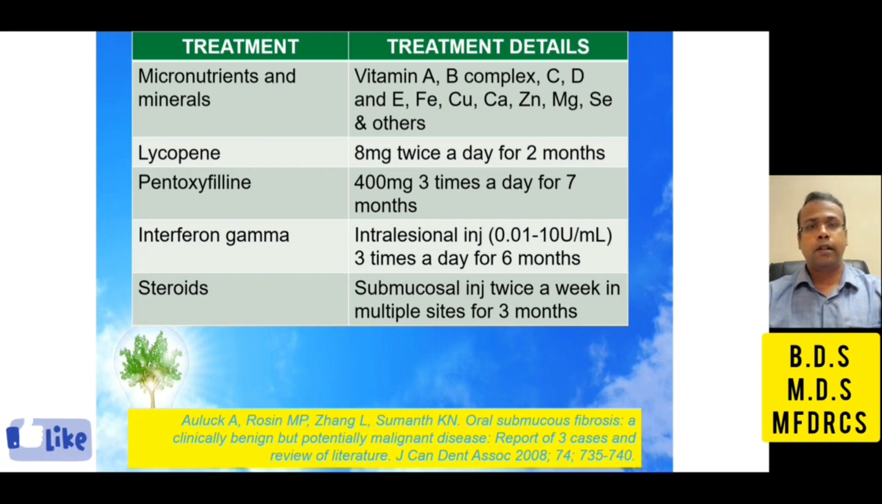First one is micronutrients and minerals, which consist of vitamin A, B complex, C, D, and E. Under microminerals, iron, copper, calcium, zinc, magnesium, selenium, and others. Lycopene, 8 mg twice a day for 2 months. In some cases, pentoxifylline is also being used, which has shown great results, which is 400 mg 3 times a day for 7 months. Intralesional injections of interferon gamma and steroids can also be advised. Submucosal injection twice a week in multiple sites for 3 months can be tried.